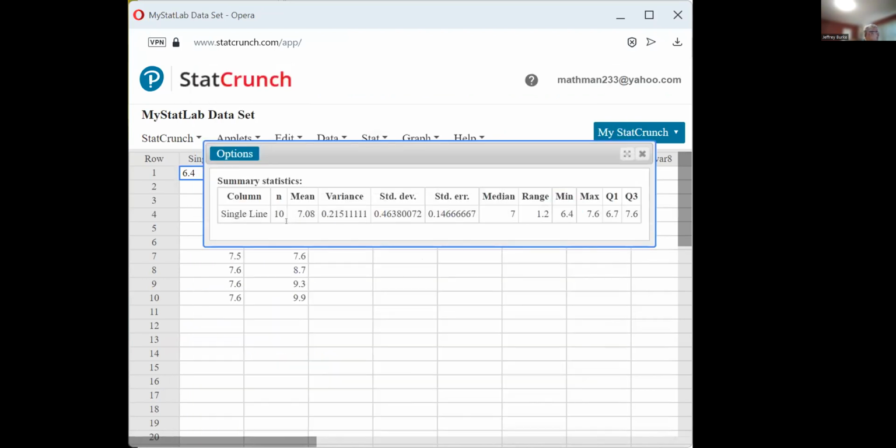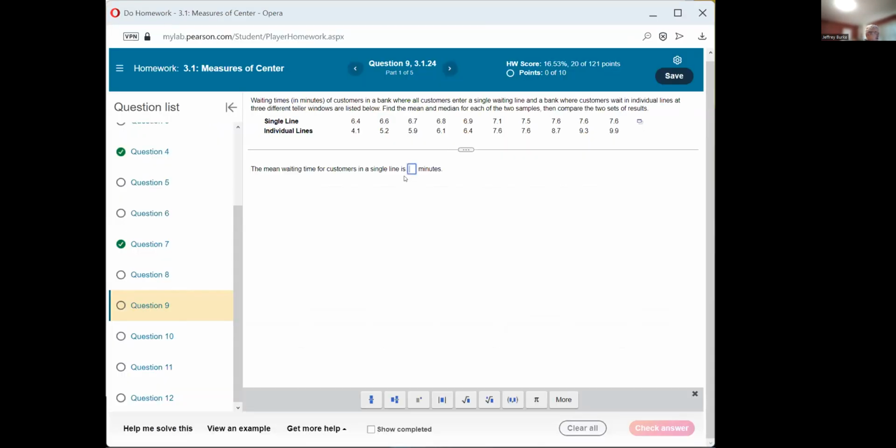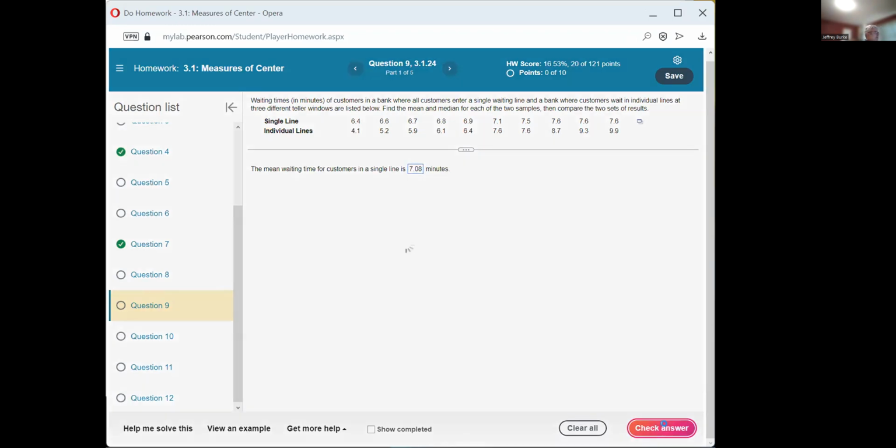So the mean time is going to be, let's see, here it doesn't specify how many decimals it wants. So since I have the mean of 7.08, I'm gonna just put that in and see what it says. And if it doesn't like the answer, it'll tell you. Okay, it likes it. And the median wait time for a customer on a single line, well, we have that in the answer too. The median is going to be 7.